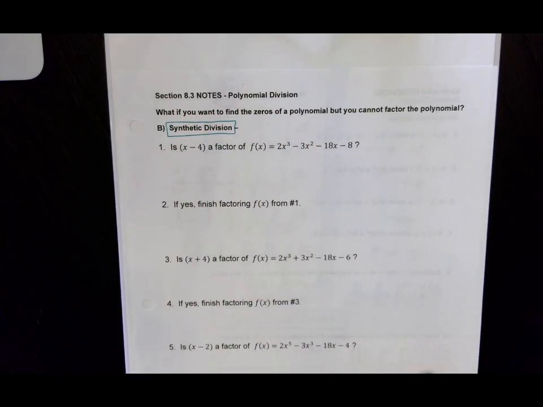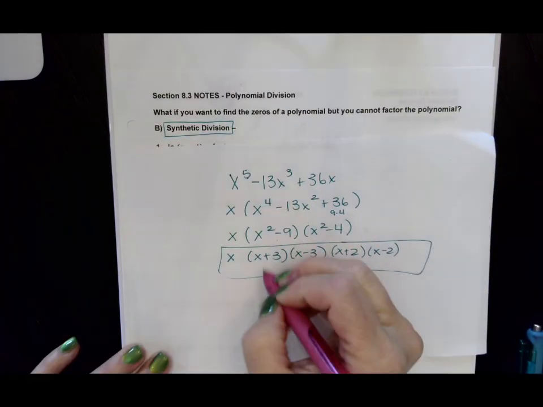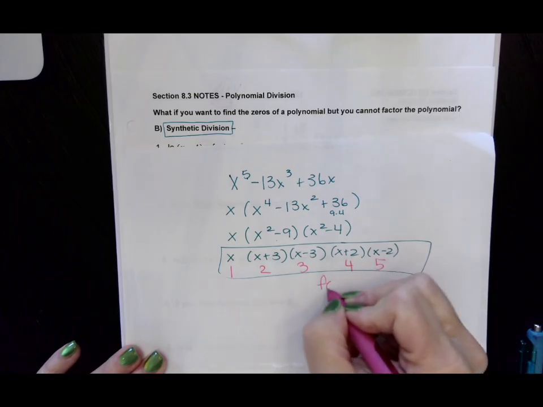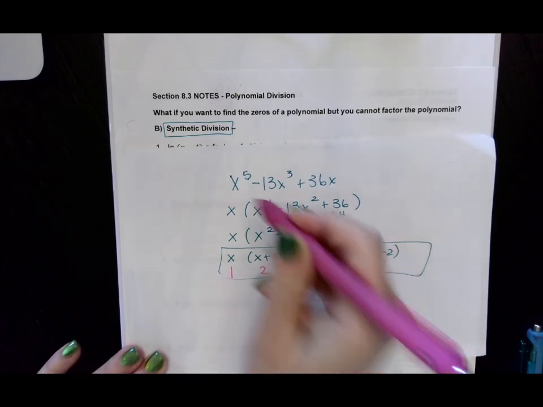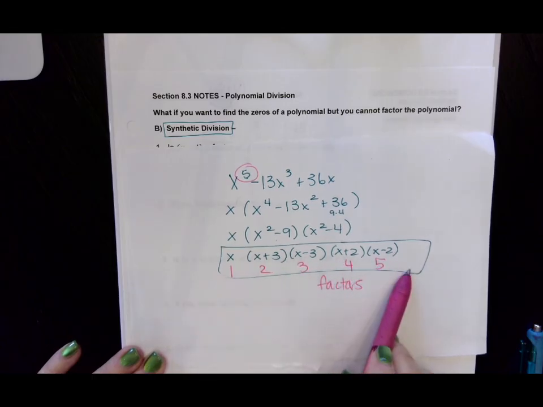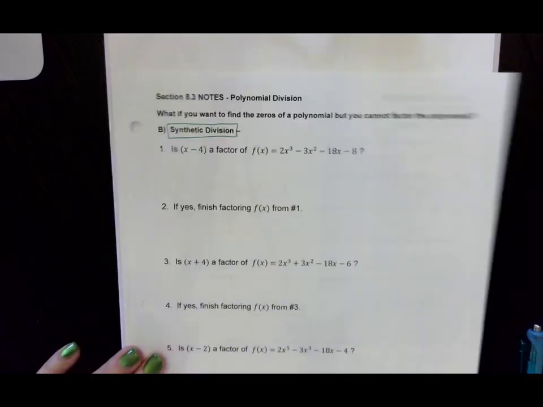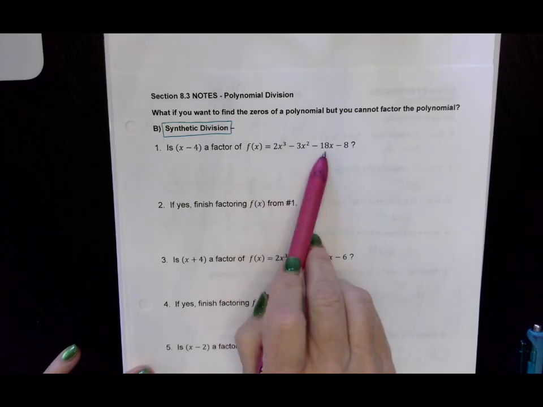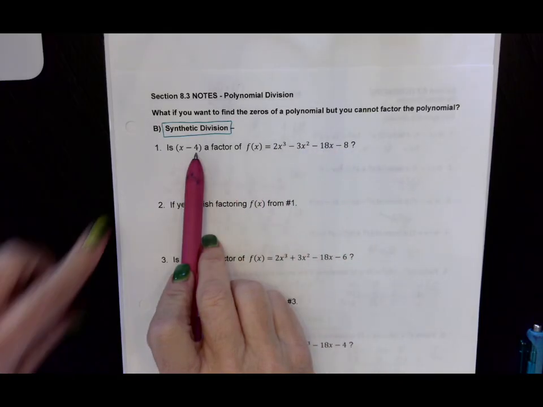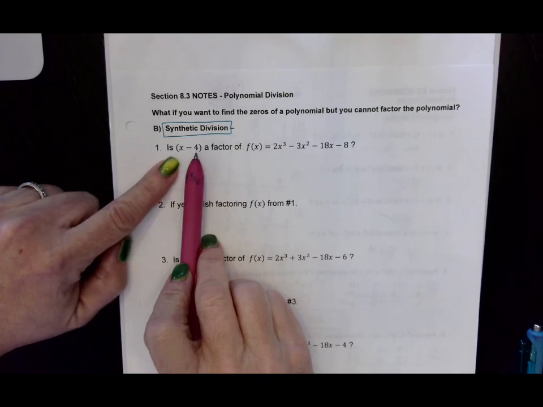So if you know one of your factors, let's go back. These are all factors. So I have 1, 2, 3, 4, 5 factors, and it's because it's a big polynomial, degree of 5, so I'm going to have 5 factors. Okay, so if I have something that looks like this, this tells me I'm going to have 3 factors. Well, if I tell you here is one of the factors, then what I can do is use division to get rid of it.